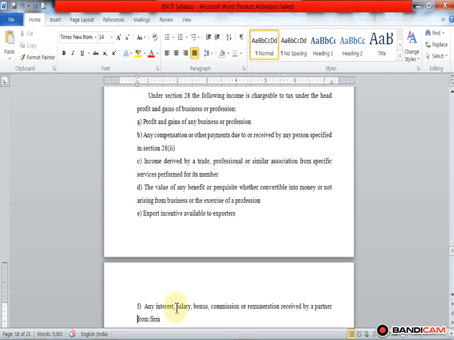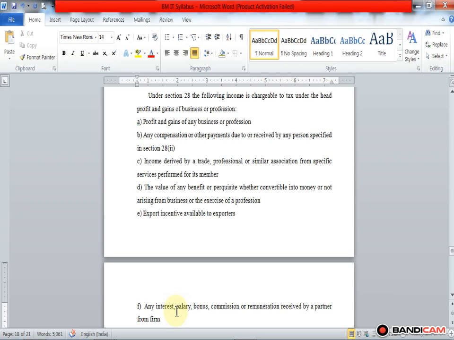Second, any compensation or other payments due to or received by any person specified in section 28 subsection 2. Third, income derived by a trade, professional or similar association from specific services performed for its members or clients is also chargeable under the head of profit and gains of business or profession. Fourth, the value of any benefit or perquisite, whether convertible into money or not, arising from business or the exercise of a profession, is also chargeable to tax.